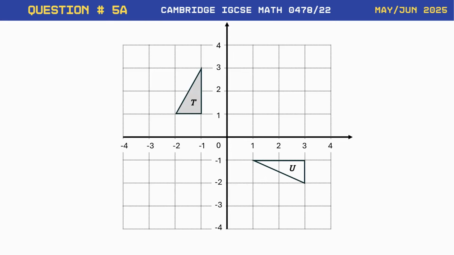First, remember what translation means. A translation is a slide or shift from one position to another. The shape does not turn, flip, or change size.